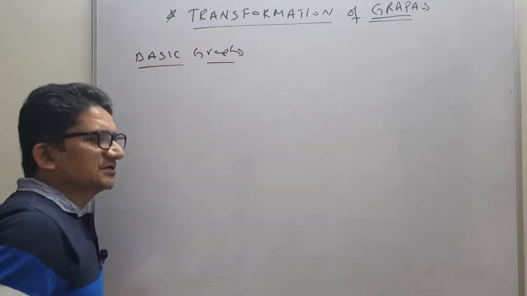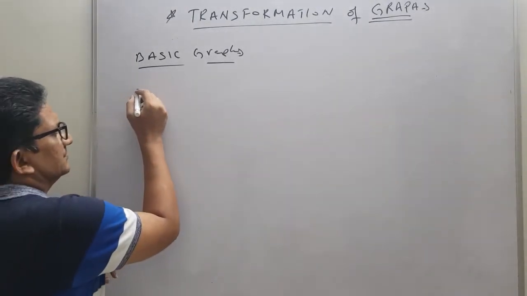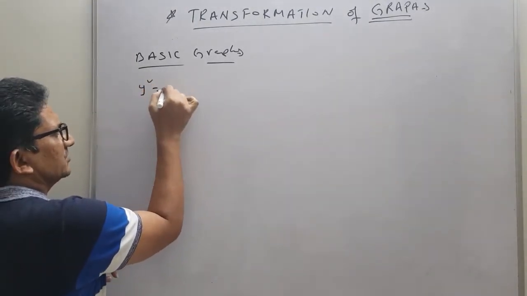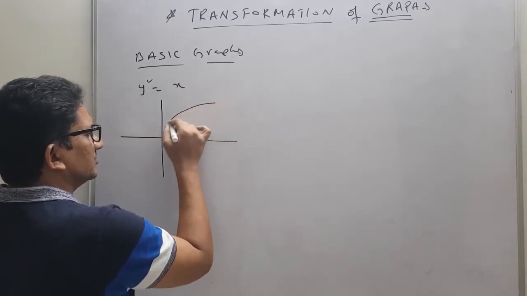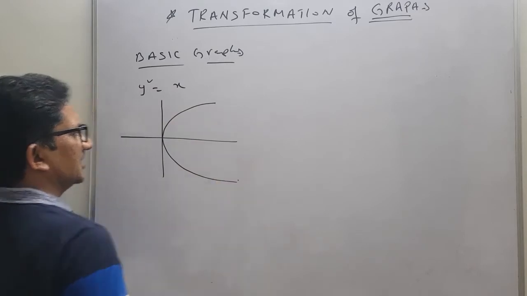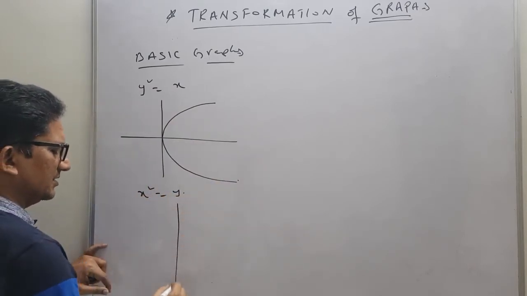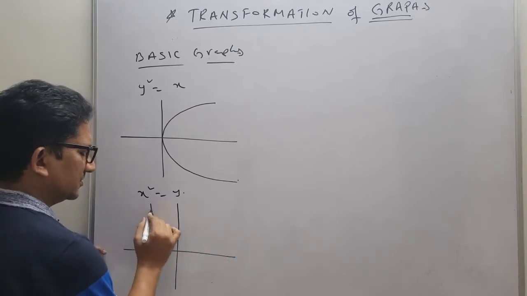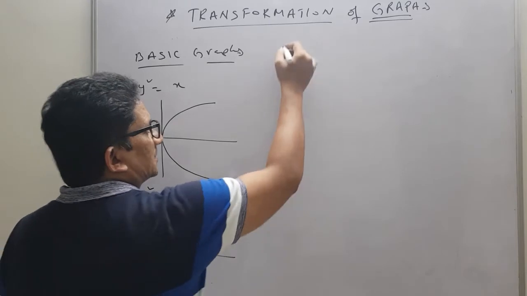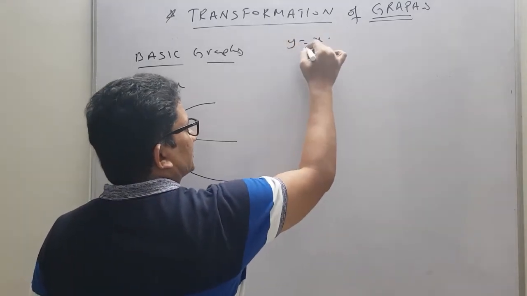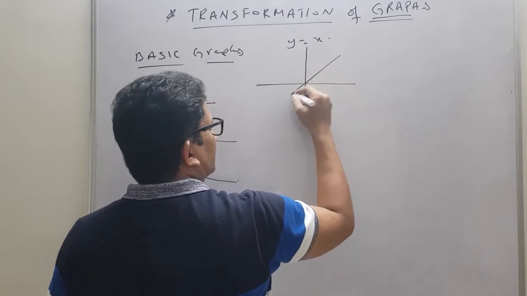So trigonometric functions and inverse trigonometric functions you know already. If you have y squared equals x, we know that it is a parabola which is open towards the right side. x squared equals y means it is a parabola which is open upward. Next, y equals x is a straight line which passes through the origin and lies in the first quadrant and third quadrant.